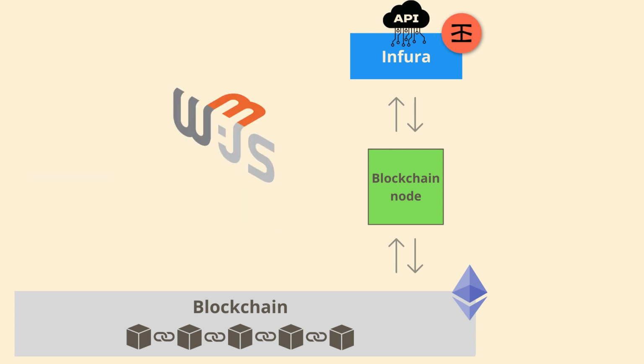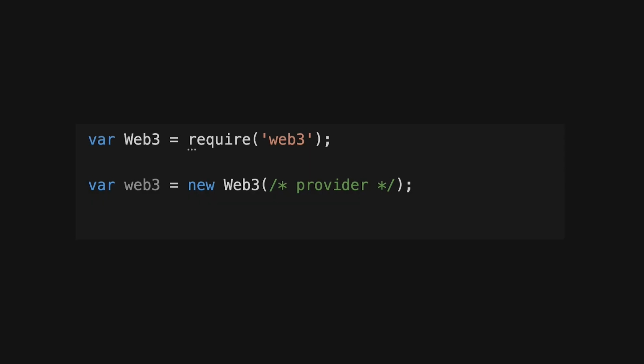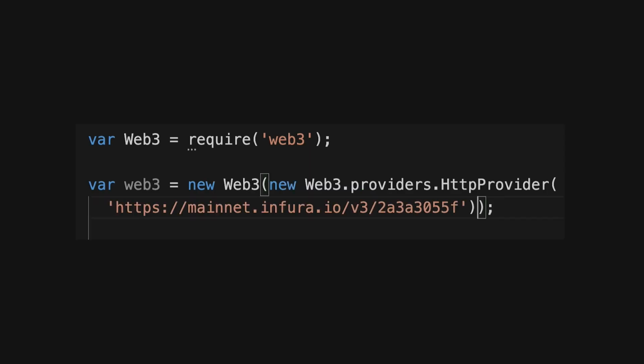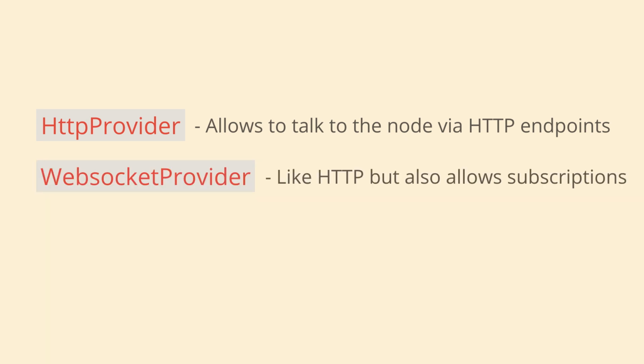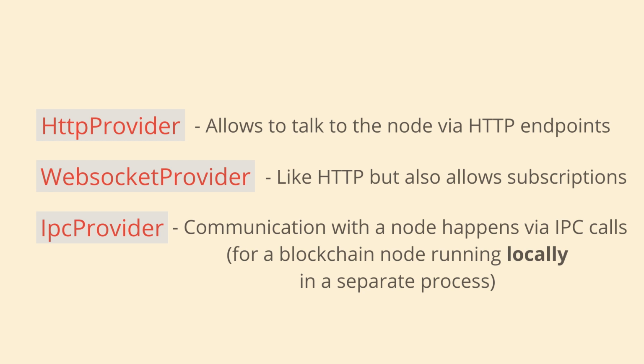You can use web3.js in order to talk to Infura's blockchain node. The way you connect to the Infura node is by passing what's called a provider into the web3 constructor. This provider can be either HTTP, which allows you to talk to the node via an HTTP endpoint. This is what we used in the previous code snippet. Then there's a WebSocket provider, which is similar to HTTP, but it also allows subscriptions. And finally, there's the IPC provider, which allows you to communicate with a node via IPC calls. This is used when your node is running on your local machine in a separate process.